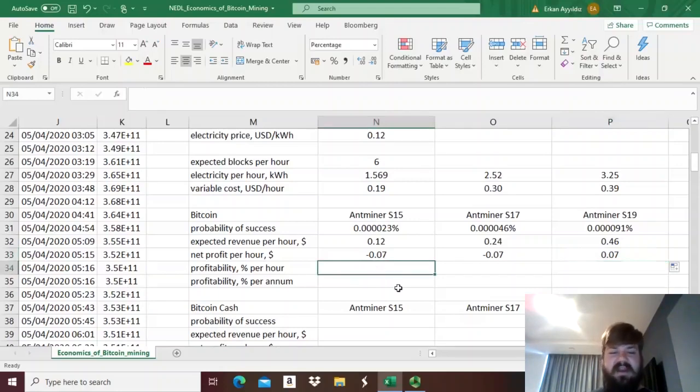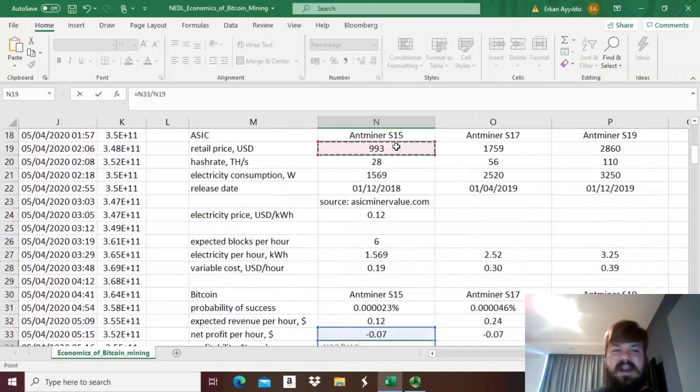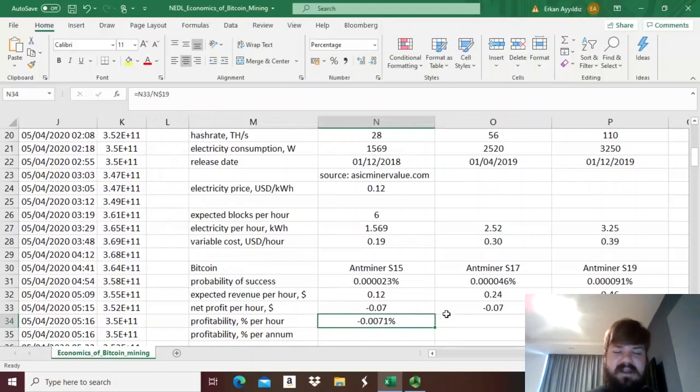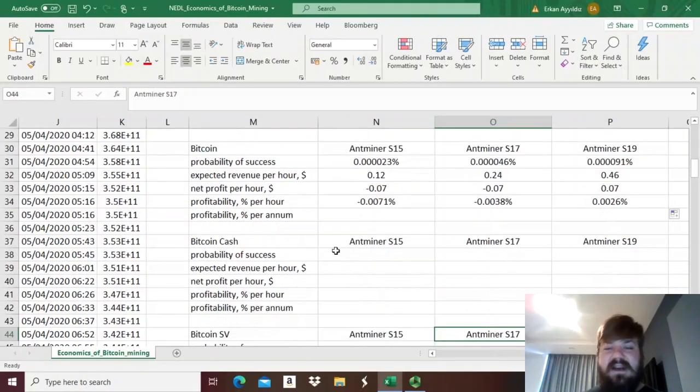Now, what we can do is figure out the profitability in percent per hour, so our internal rate of return, basically, of this mining project. To do that, we just need to divide our net profit per hour by the retail price of the ASIC that we're concerned with. And this is our fixed cost, so it doesn't change blockchain to blockchain. It only depends on the ASIC you choose. So we can lock the row over here and see that our profitability is, again, negative. And it's negative for both Antminer S15 and Antminer S17, and positive for Antminer S19.